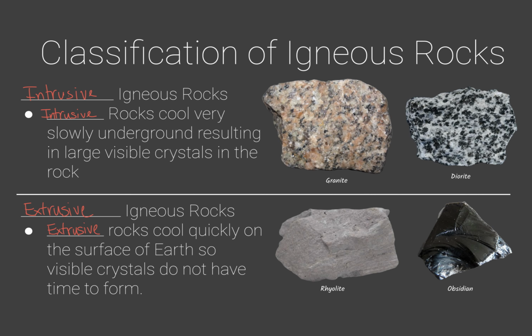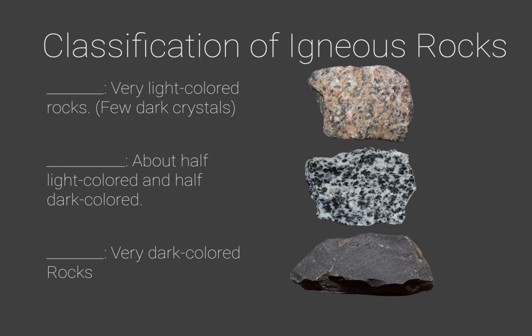And then on the extreme end of cooling quickly, we have obsidian. Obsidian is actually a glass. It cools so quickly that there's no crystalline structure that forms. We have a true glass. So again, intrusive rocks cool slowly underground, resulting in large crystals, and extrusive rocks cool quickly above ground, so they have very small crystals that can't be seen with the naked eye.